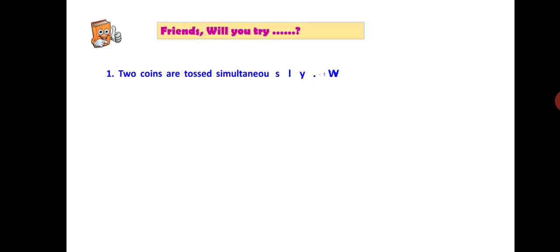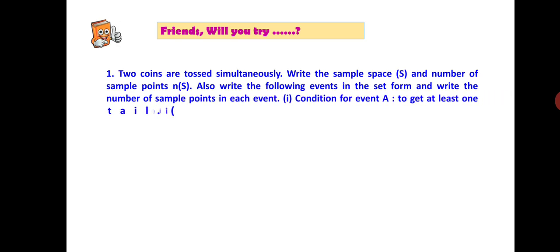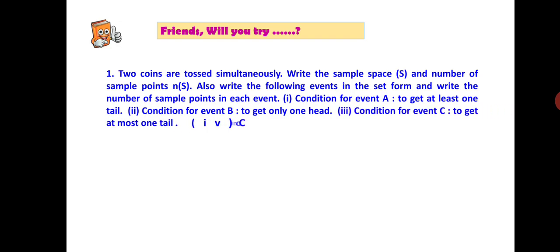two problems? Out of them, first is: two coins are tossed simultaneously. Write the sample space and the number of sample points n(S). Also write the following events in the set form and write the number of sample points in each event. The condition for event A is to get at least one tail. Condition for event B is to get only one head, and the condition for event C is to get at most one tail, and the fourth condition for event D is to get no head at all.